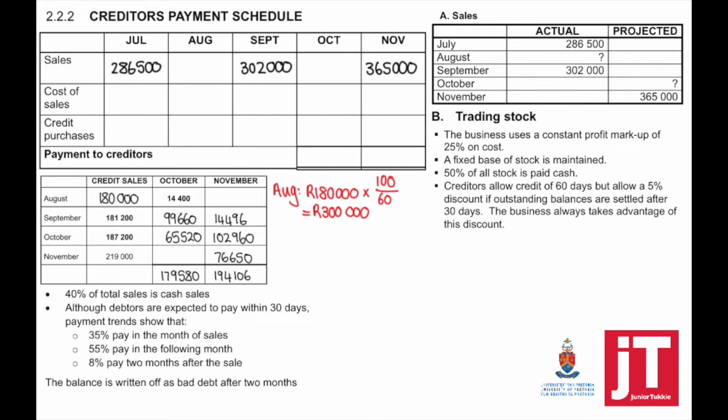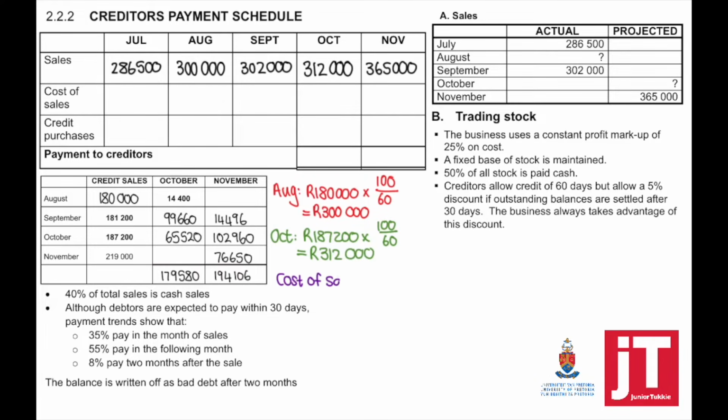To find out the total sales equals 100. That's why we say times 100 divided by 60. And the same will need to happen for October. In October, we've got the total credit sales. They did not provide the total sales, which means we need to calculate it by taking the credit sales times 100 divided by 60. That equals the total sales for October.